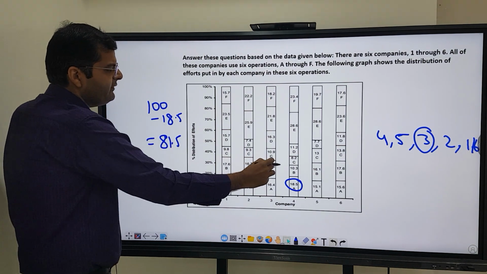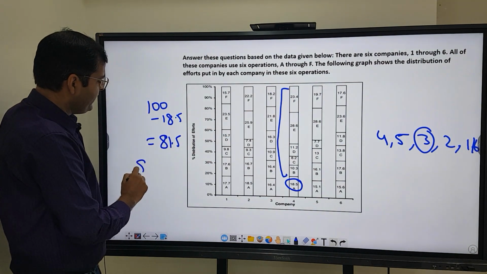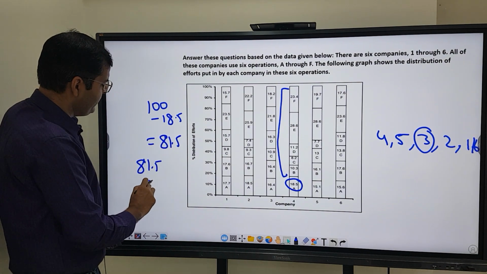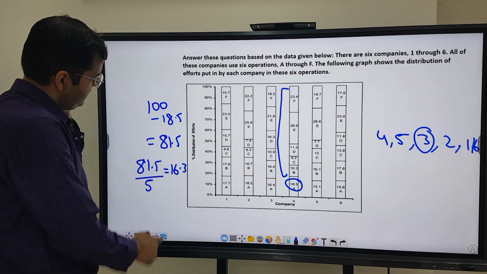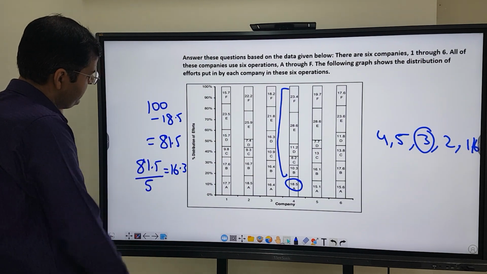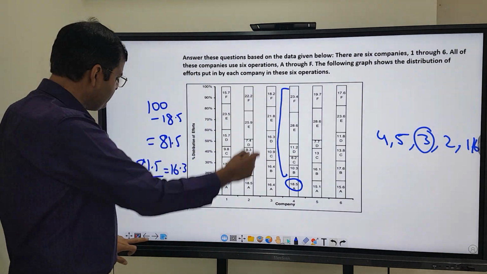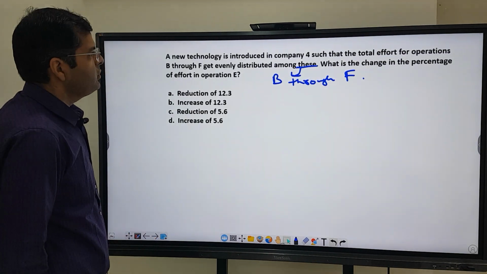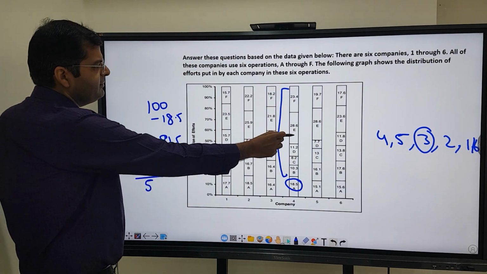Now 81.5 is divided evenly among B through F. So each of them will get how much? 81.5 divided by 5, which is 16.3. 16 fives are 80, 0.3 into 5 is 1.5. Yes, so it is 16.3. So now each of them gets 16.3. So now what is the change in operation E? Operation E has also become 16.3.